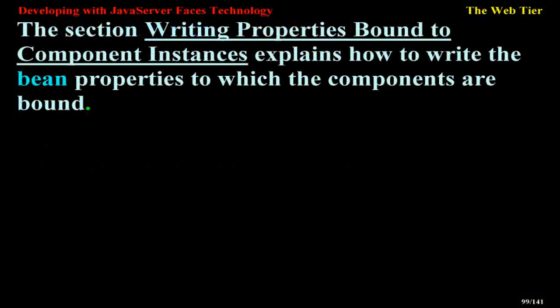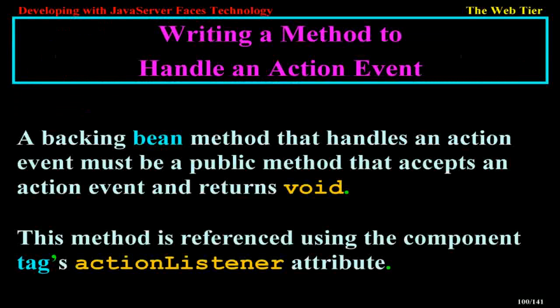The section referencing a method that performs navigation explains how a component tag references this method. The section writing properties bound to component instances explains how to write the bean properties to which the components are bound. Writing a method to handle an action event. A backing bean method that handles an action event must be a public method that accepts an action event and returns void. This method is referenced using the component tag's action listener attribute.